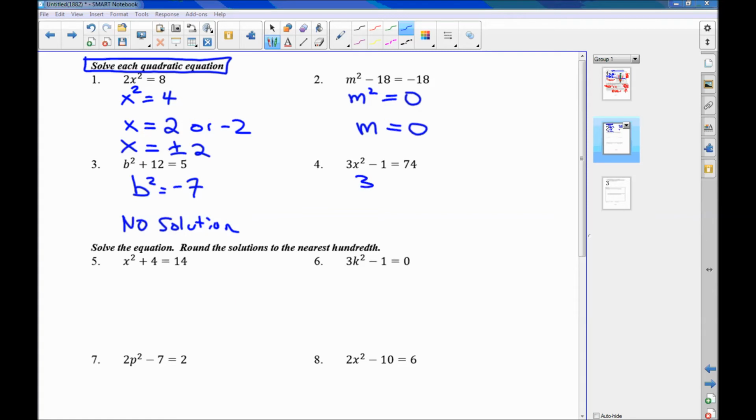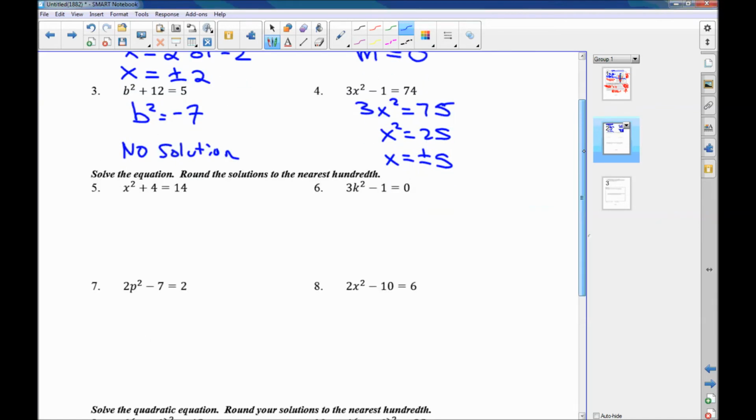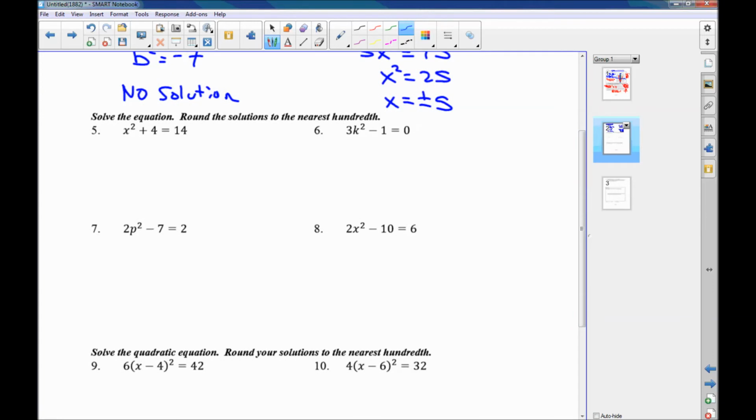Number 4, we'll add 1 to both sides. This will give us 75. Then dividing by 3 will give us 25. The square root of 25 is plus or minus 5. Now the next section says solve the equation, rounding your solutions to the nearest hundredth, because we are not always going to get answers that work out perfectly even.